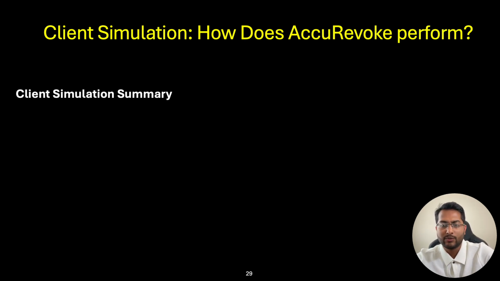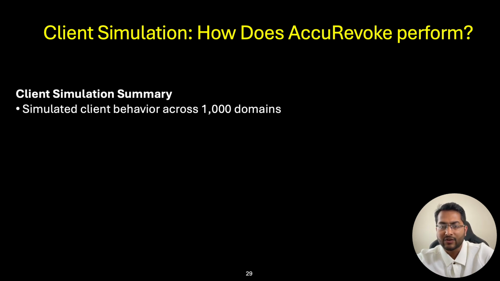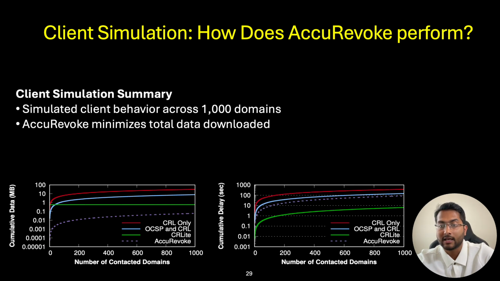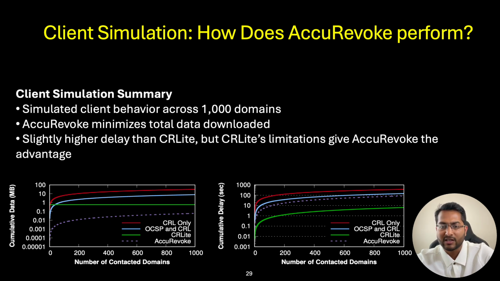We decided to simulate the behavior of a client, and results show that if the client visits 1000 domains, the data downloaded by the client will be the lowest compared to the other revocation strategies. So AccuRevoke is the clear winner here. Also, in terms of delay experienced by the client, AccuRevoke performs well. Though it is slightly higher than SierraLite because SierraLite has local revocation checking, given the advantages AccuRevoke has, we can say that AccuRevoke is a very good choice to use as a revocation strategy.